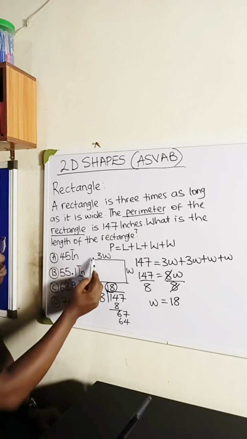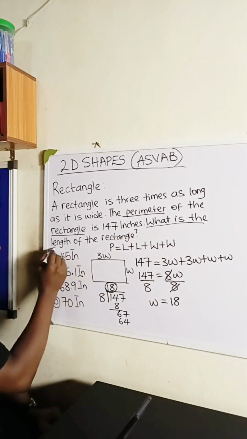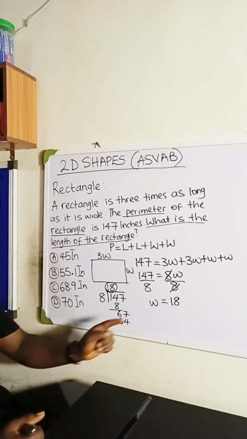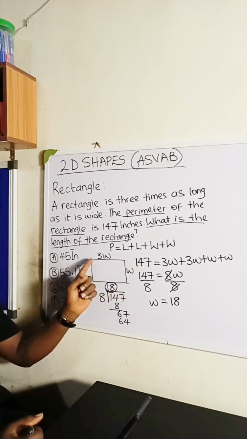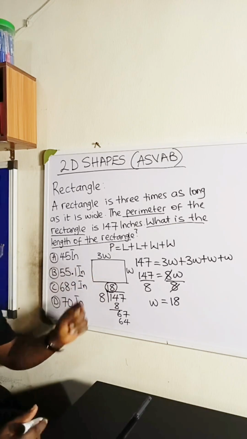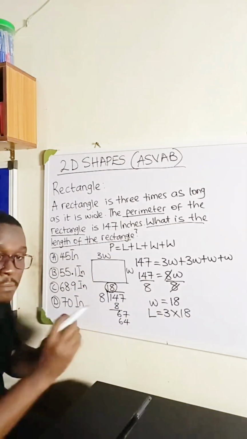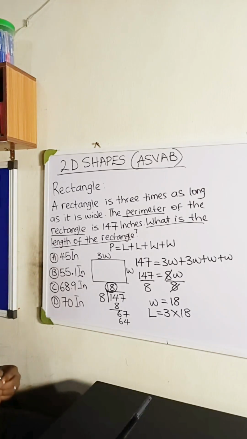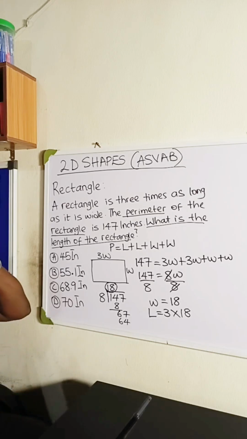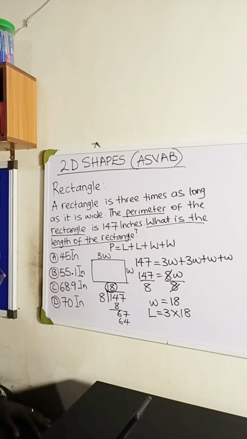Now, remember the question says, what is the length of the rectangle? We have gotten the width, so we need to find the length. And the length is 3W. So the length is going to be 3 times 18 approximately. So what's 3 times 18?